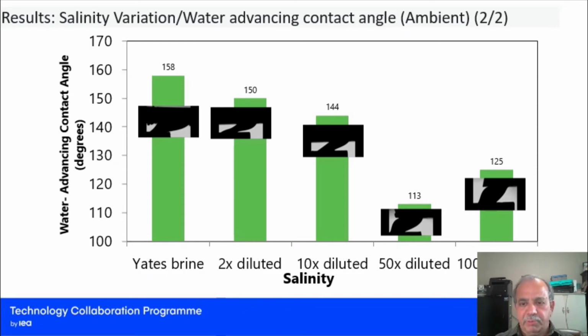But when we went up to 100 times dilution, the angle showed a slight increase, but very close to the border of intermediate and weakly oil wet region. About 120 was the limit. It's about 125, just over the limit of intermediate wettability.